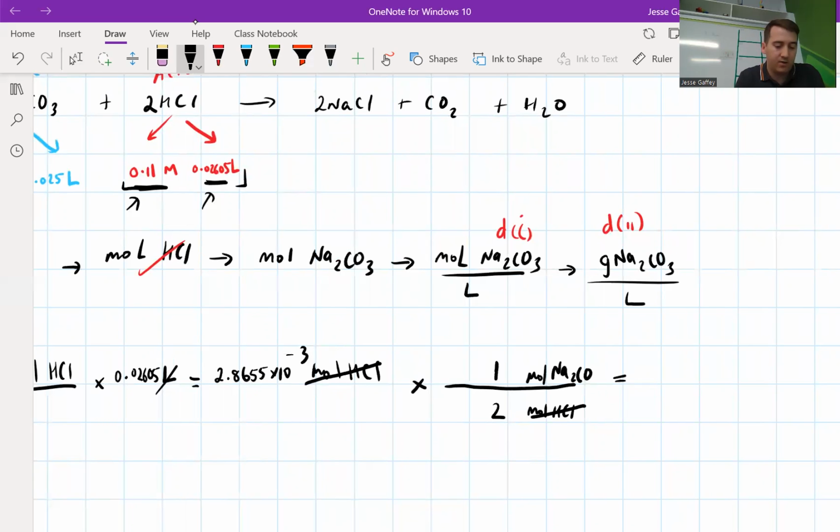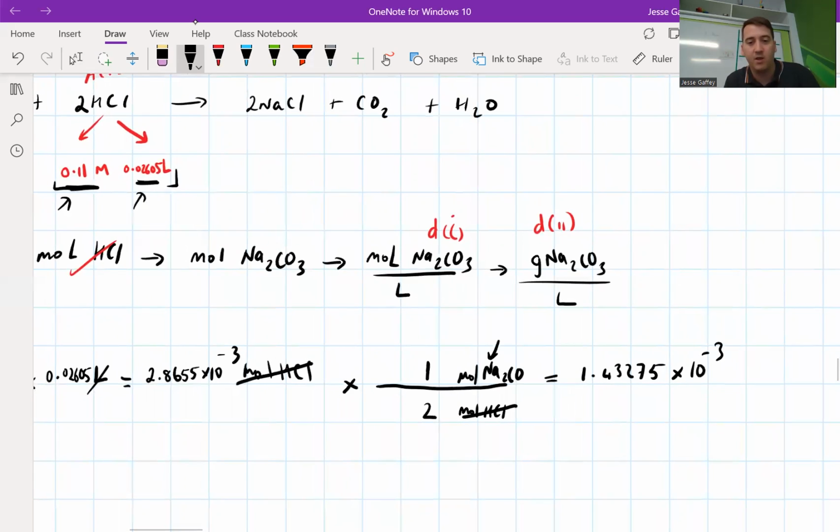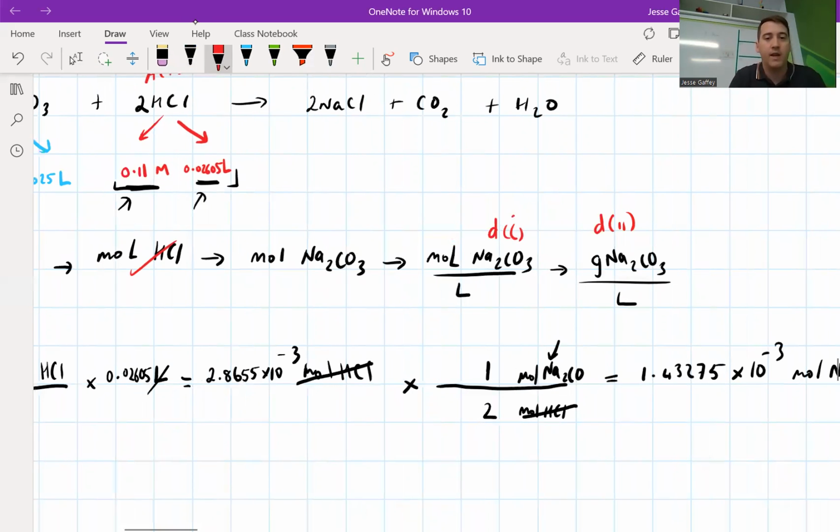Okay, 2.8655 times 10 to the minus 3. And then, of course, it's essentially timesing it by a half. So the answer that I'm getting here is 1.43275 times 10 to the minus 3. And of course, this is the unit that's left over, moles of Na2CO3. So that has got me up to here.